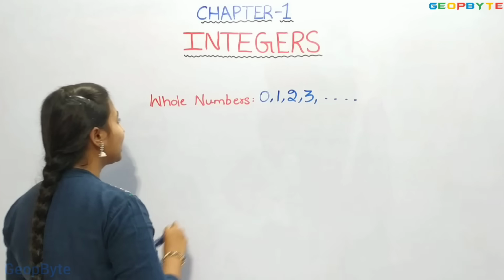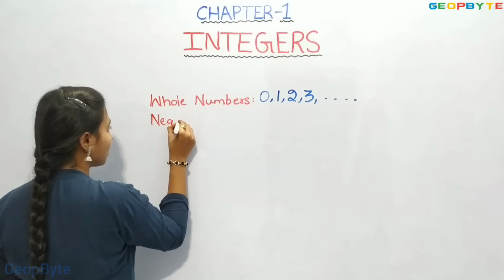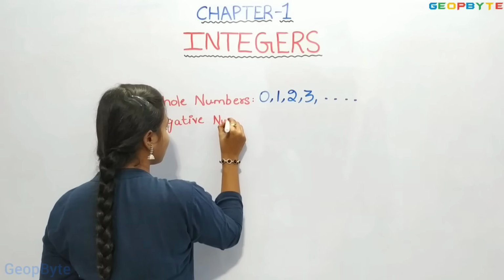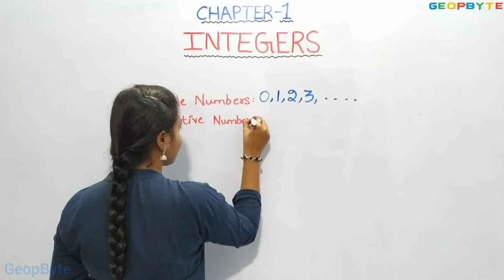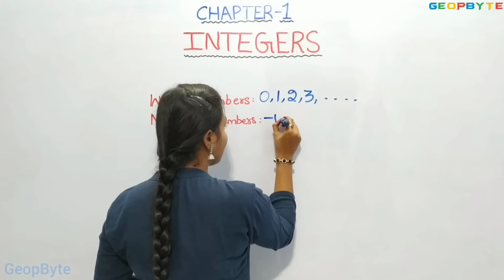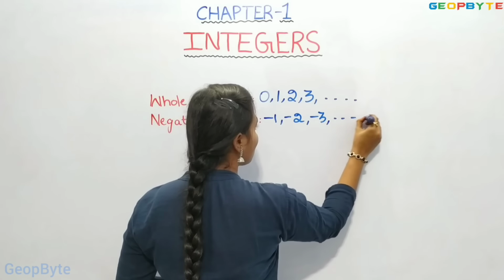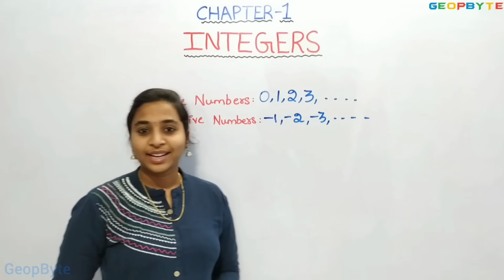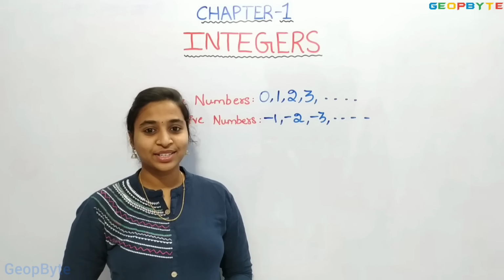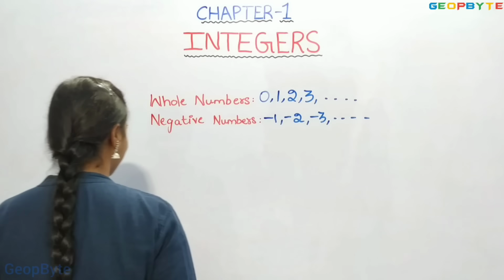Let us write negative numbers. Negative numbers are indicated with minus symbol. Minus 1, minus 2, minus 3 and so on. Now let us construct a number line. As you know, a number line consists of whole numbers and negative numbers. Let us do it.